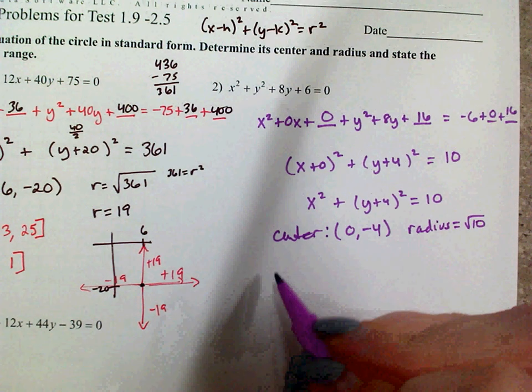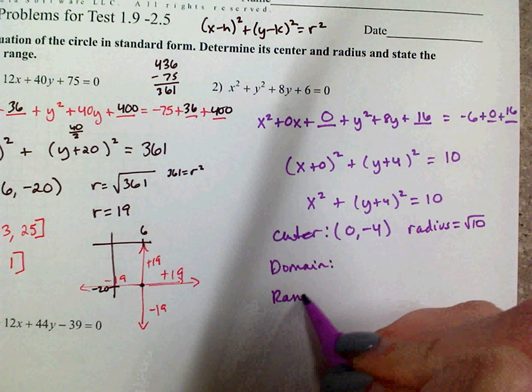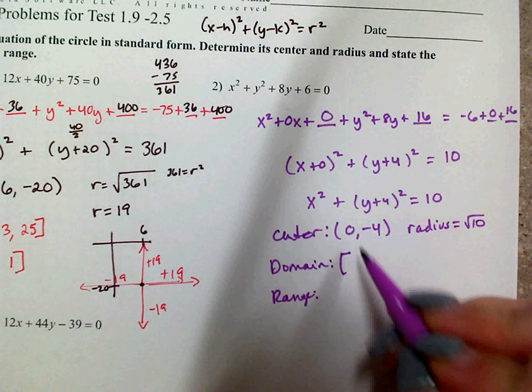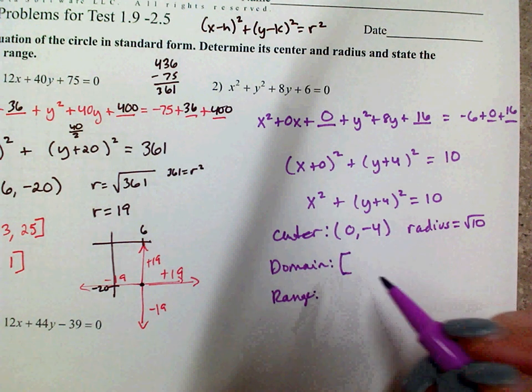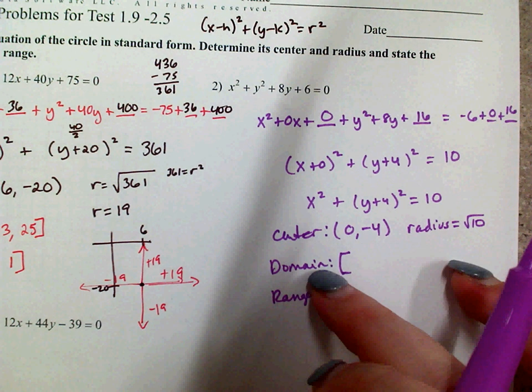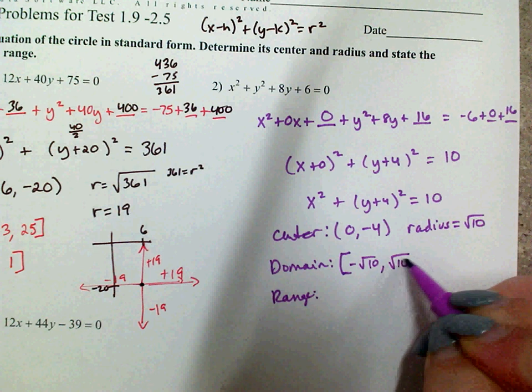So as far as domain and range goes, domain is your x value, right? And our x value is 0. So if you take 0 and you subtract square root of 10 and add square root of 10, from 0 you go square root of 10 on both sides, your domain is just negative square root of 10 to positive square root of 10.